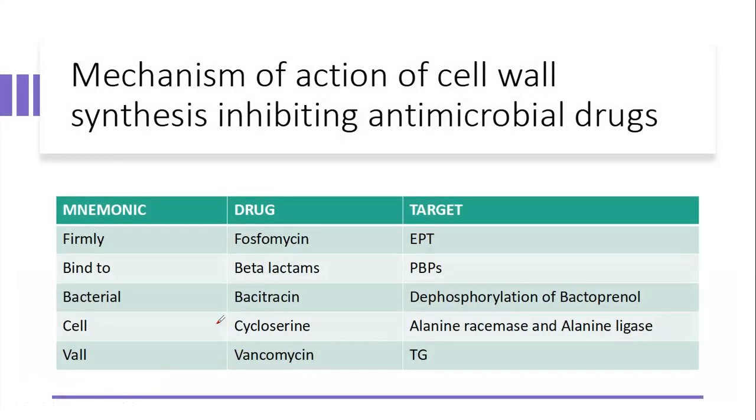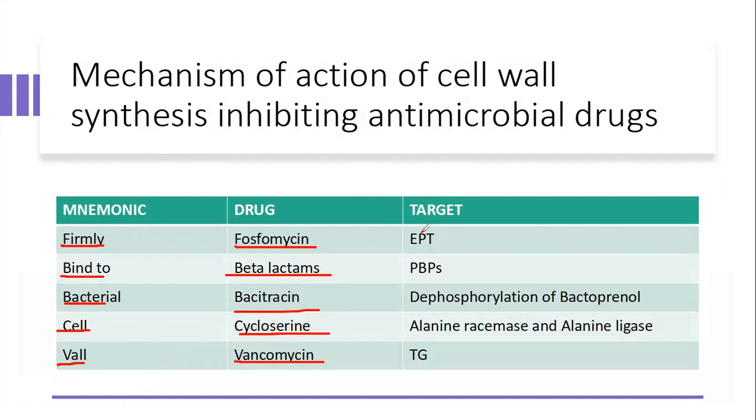Now, you can use this mnemonic if you forget. Remember, these drugs, since they are inhibiting cell wall synthesis, you can say they firmly bind to the bacterial cell wall. Now, if you are German, you won't say wall, you say vall. Okay, so F: fosfomycin, beta-lactams, bacitracin, cycloserine, and vancomycin.